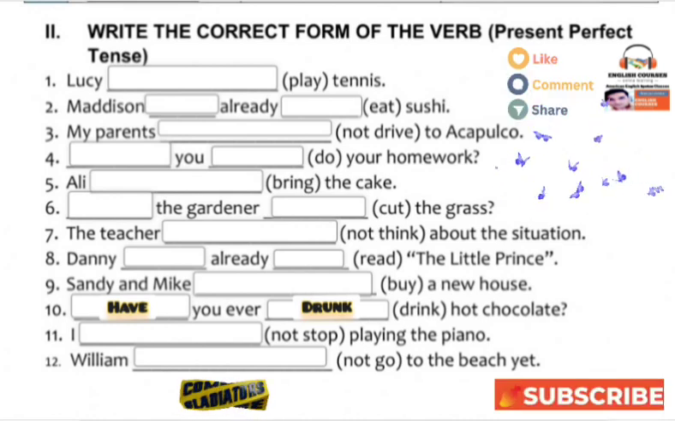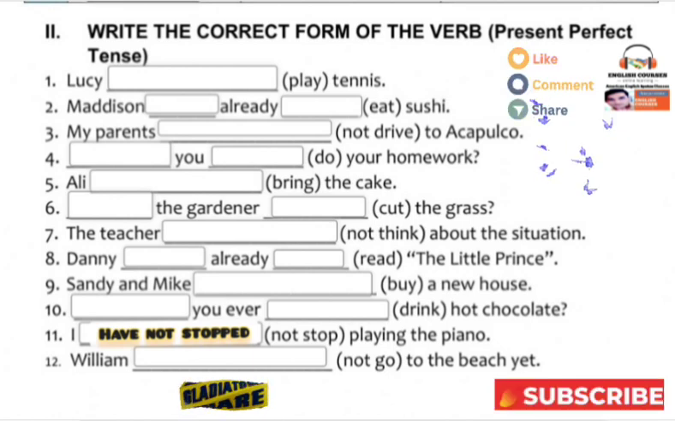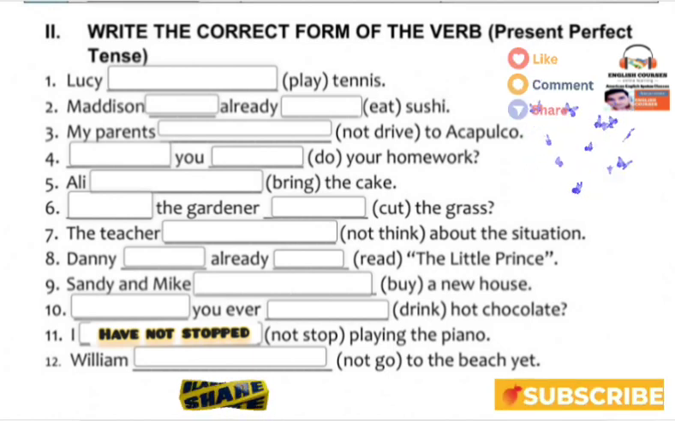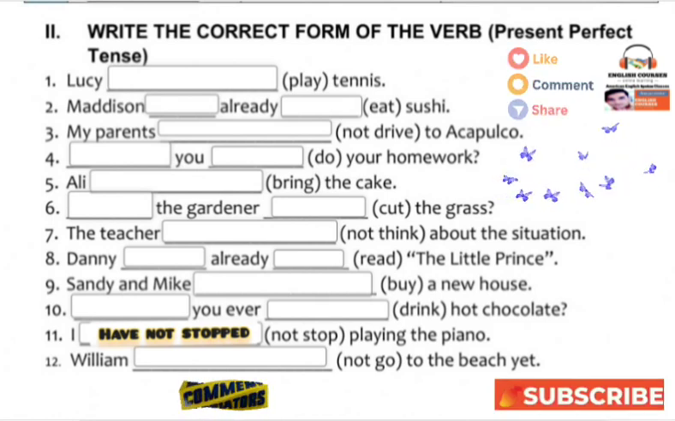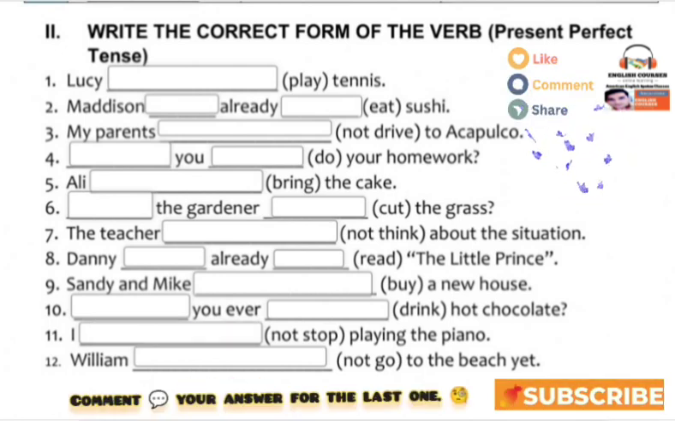Question number 11. Think, what would the answer be? Have plus third form. I haven't stopped playing the piano. Have plus the third form of the verb will be there in the present perfect tense. Question number 12. You need to say yes, please tell me what the answer will be.